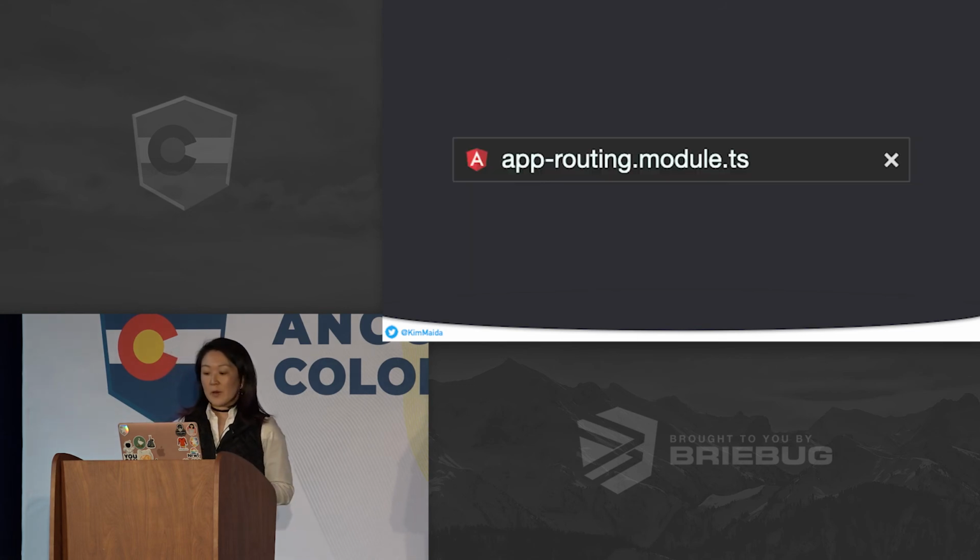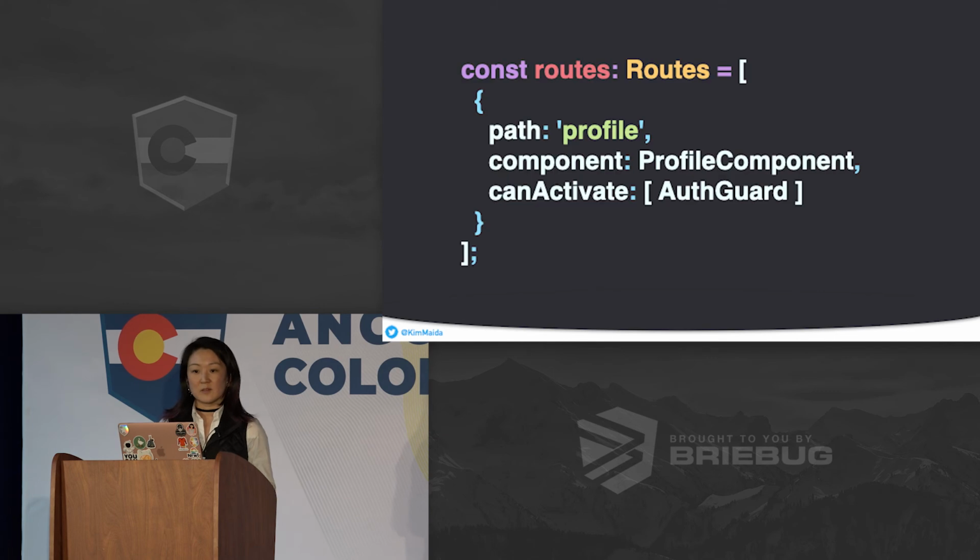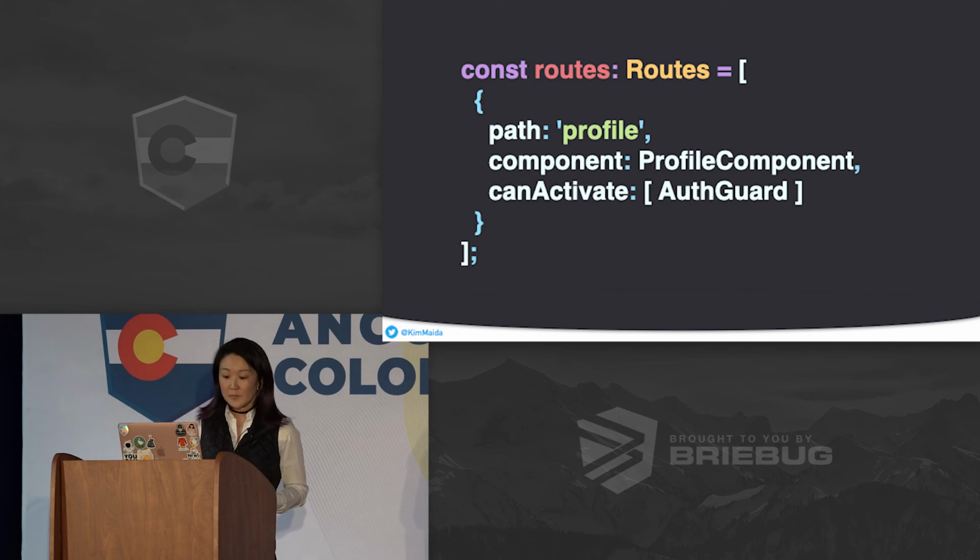So if we come to our app routing module, we're going to do our necessary setup. And we're going to protect the profile route because a profile is pretty useless to someone who's not logged in and they don't have a profile, so we don't want them to be trying to look at it.